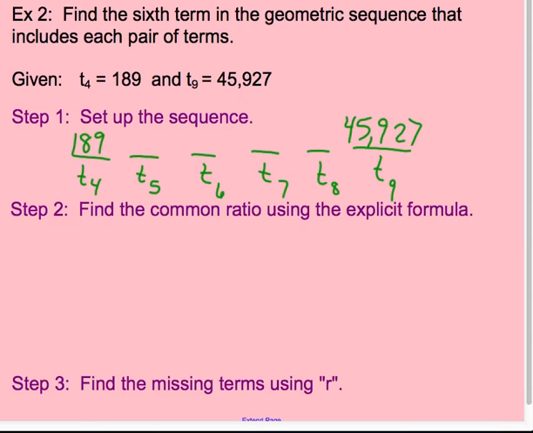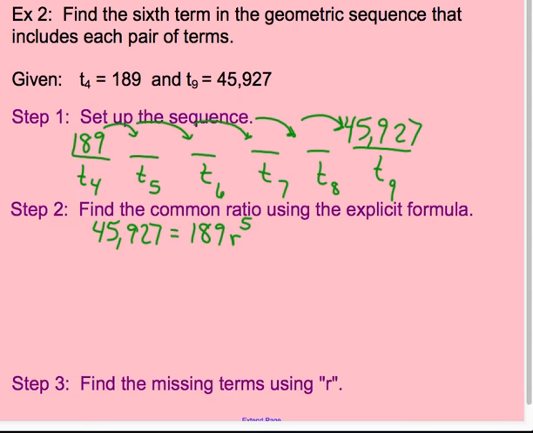So this is going to be similar to what it looked like last time. So I'm going to call t sub 4 my first term, because I know that I am missing 1, 2, 3, 4, 5. I've multiplied by the common ratio 5 times. So I'm going to start with 45,927, and that will equal 189 times the common ratio to the 5th power, because again, there were 5 ratios that we multiplied by to get our last term.